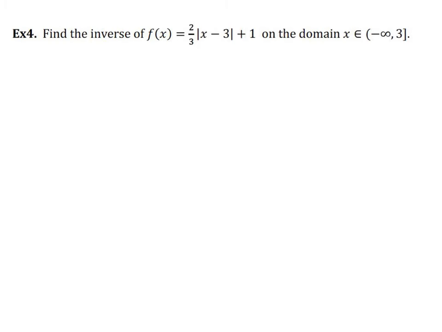Okay, so this is one of those where we're kind of forcing your hand. So it says find the inverse of this function where f of x equals 2/3 times the absolute value of x minus 3 plus 1 on the domain from negative infinity to 3. So we're going from negative infinity all the way to 3. So we're looking at the left-hand side of the equation, which means we're going to have to do something with the negative portion of this graph, right? So we're going to have to find the inverse, which is going to be the negative side. So how are we going to do that?